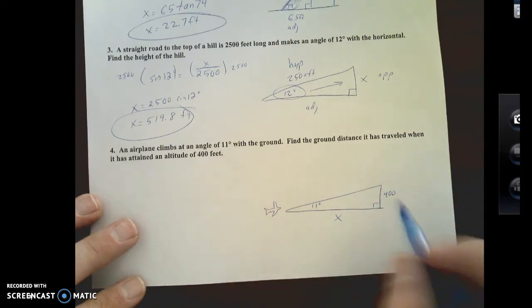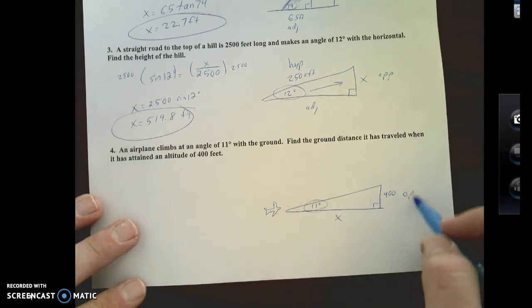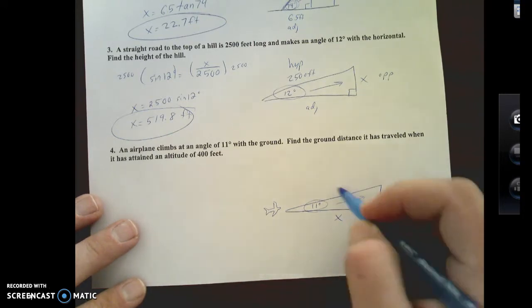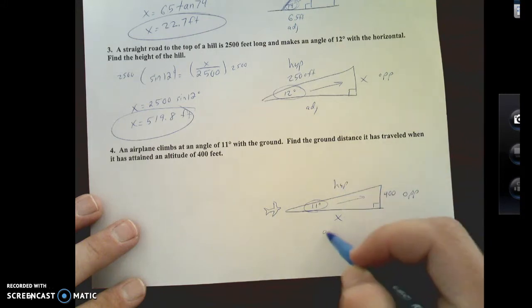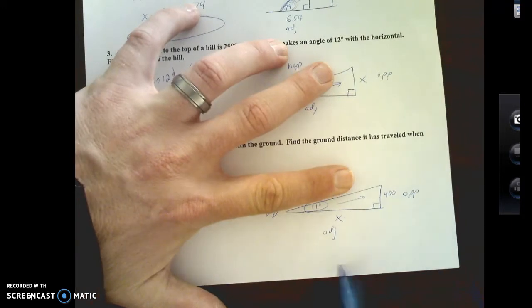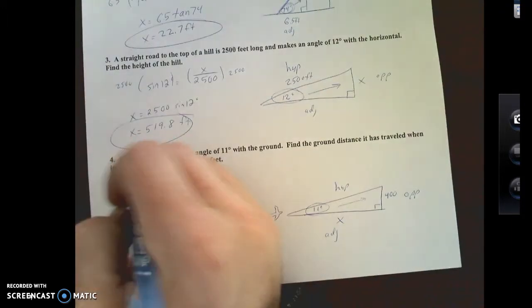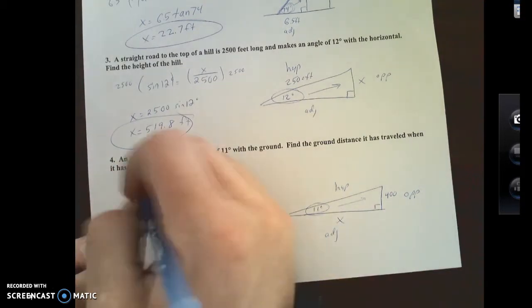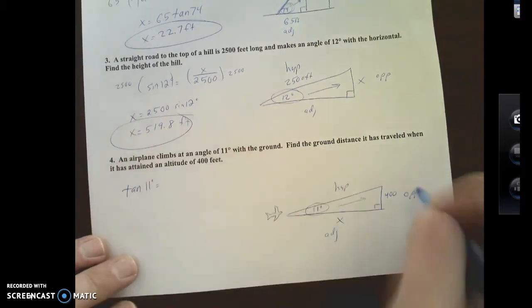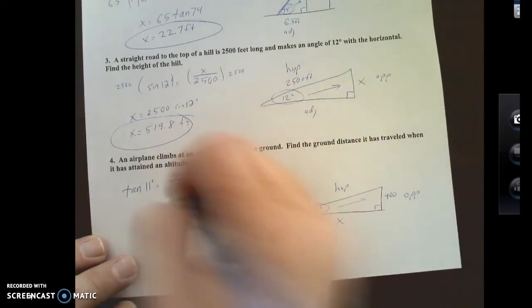All right, this one's a little trickier. So circle my angle, opposite, it's across from it, hypotenuse, adjacent. Now for this one, if I cover this up, they're using O and A. That would be tangent. Tangent of 11 degrees equals O over A, 400 over x.